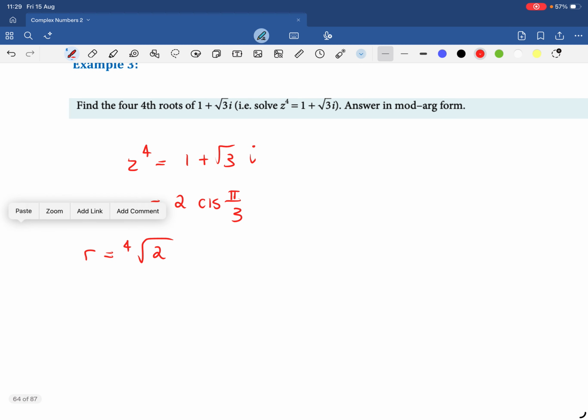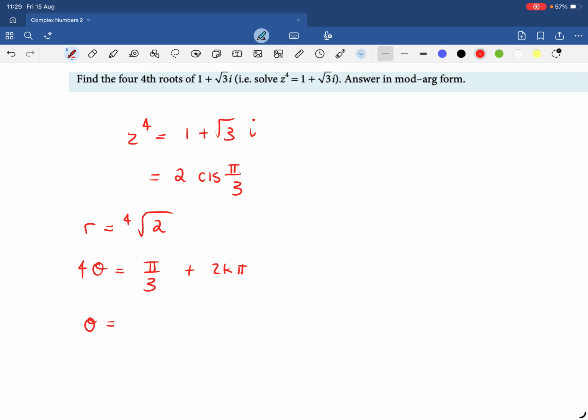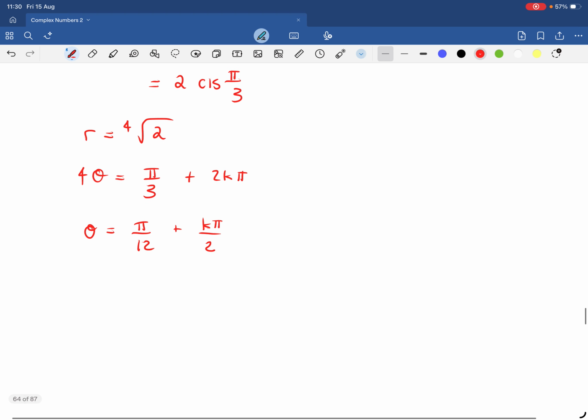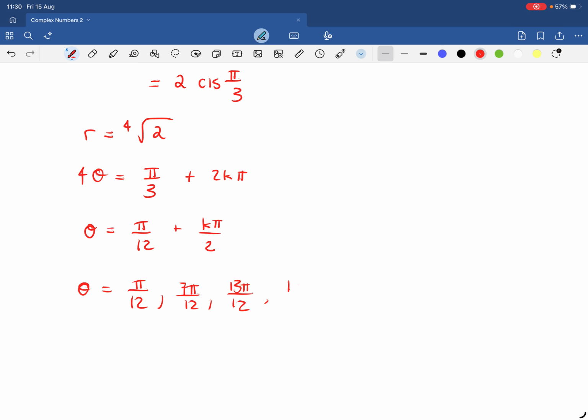And we're going to next say, okay, well that means 4 theta is going to be the argument of the original 1 plus root 3i plus 2k pi, which means theta is pi on 12 plus 2k pi on 4, that is k pi on 2. And if we figure out what all of those are, for k's 0, 1, 2, and 3, we get pi on 12, 7 pi on 12, 13 pi on 12, and 19 pi on 12.